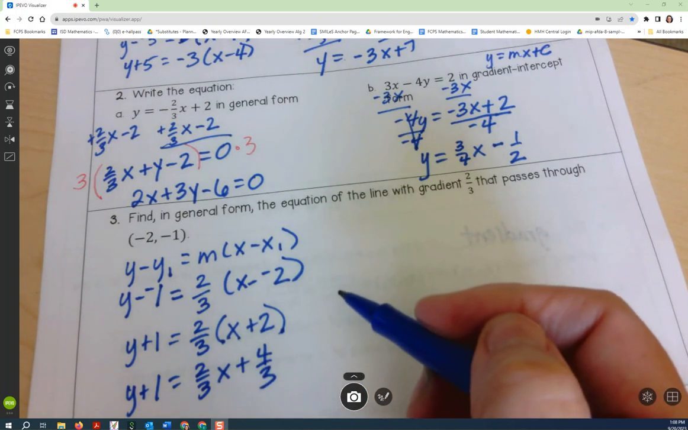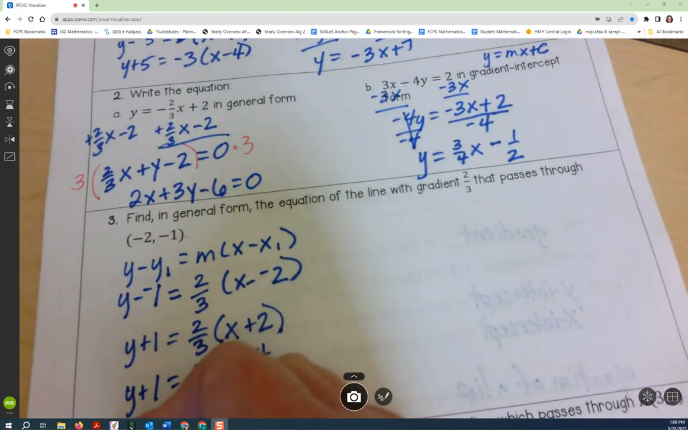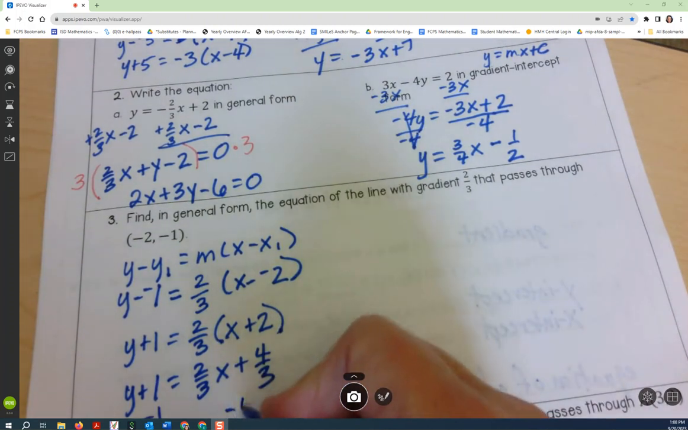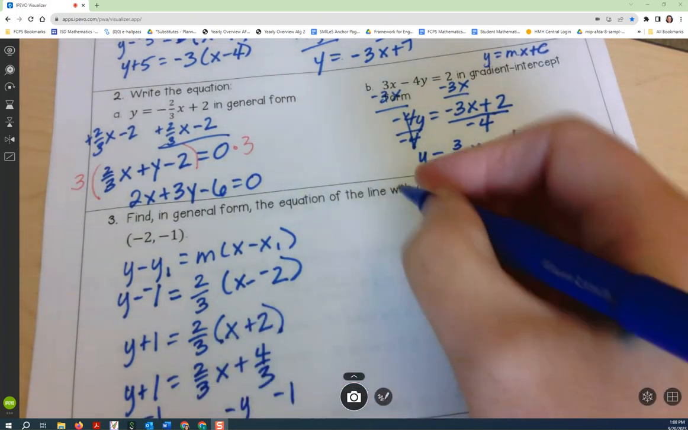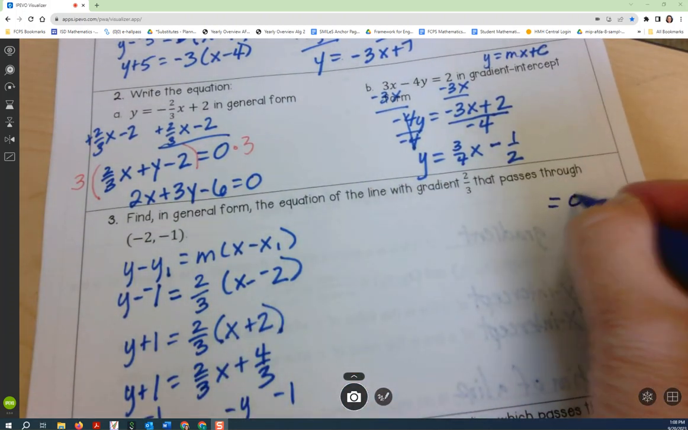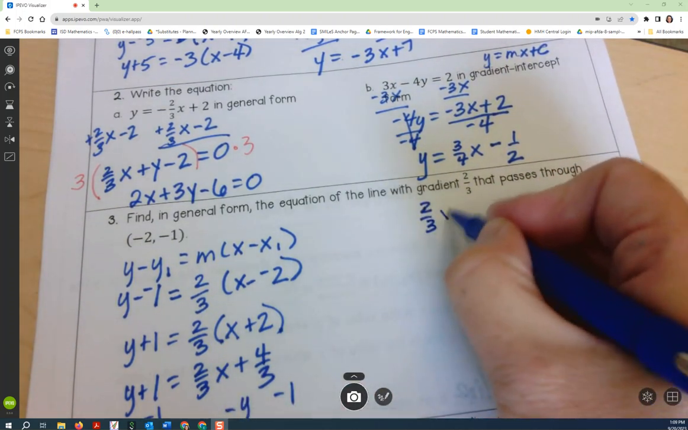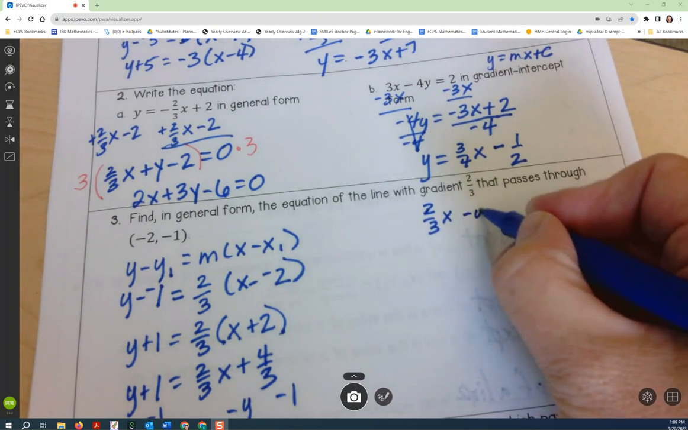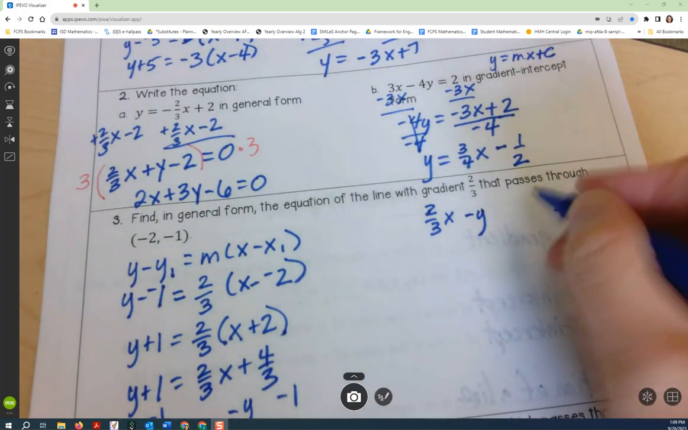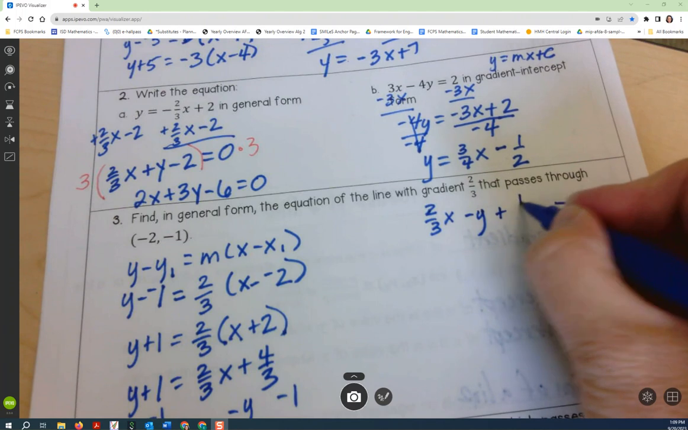So that means everything on the same side. So actually I'm going to subtract the y and subtract the 1. So now this side is 0. I'm just going to move the 0 over here. This side I have 2/3 x minus y. And then 4/3 minus 1 is going to be plus 1/3.